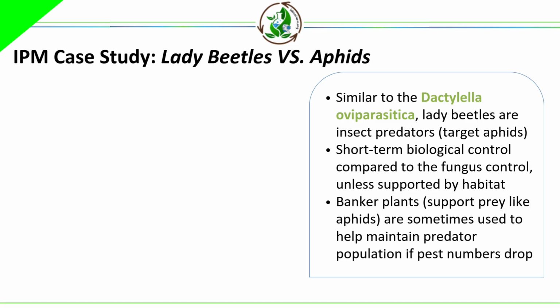One strategy is to use banker plants. These are plants that host small, controlled populations of prey insects, so predators like lady beetles always have a food source and can stick around even when pest levels in the main crop are low. Compared to Dactylella oviparasitica, which can establish in the soil and offer longer-term suppression of root parasitic nematodes, lady beetles act more like rapid response agents. Very effective in the short term, but often needing ongoing support to stay in the system.